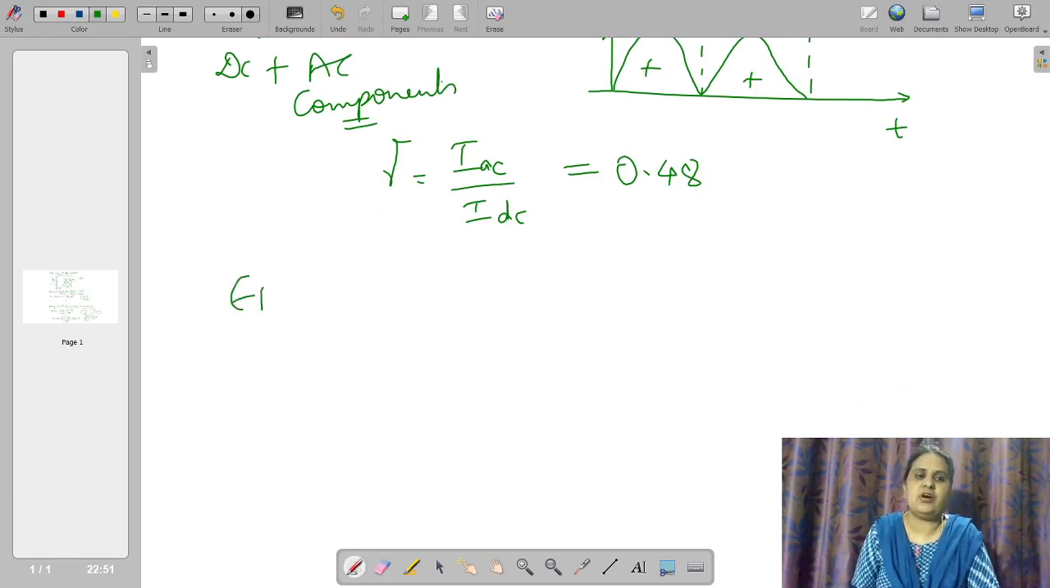Also, we studied what is efficiency. Efficiency is the ratio of the output DC power to the input AC power.